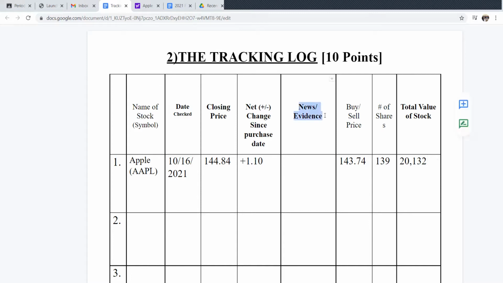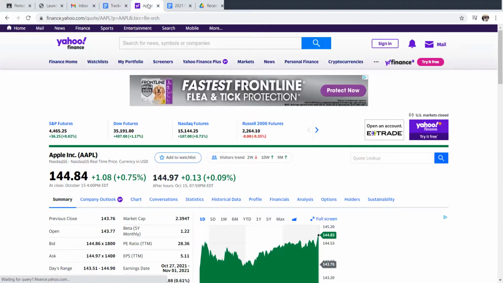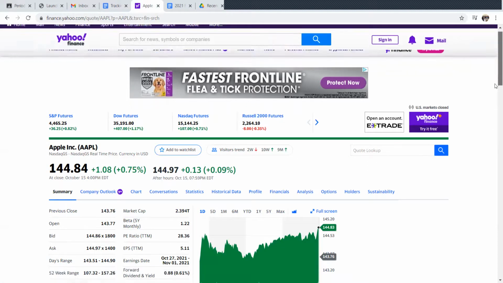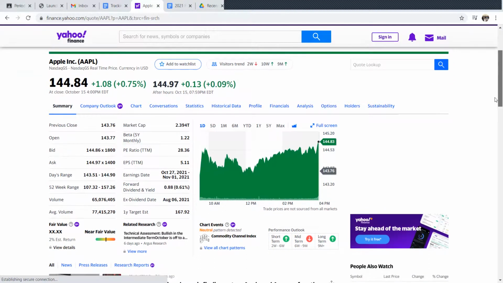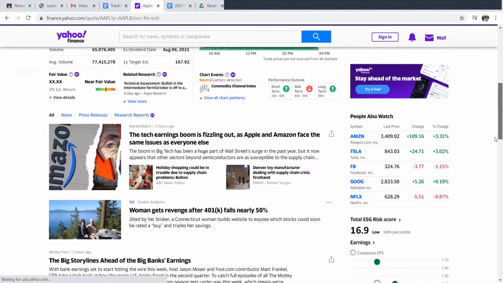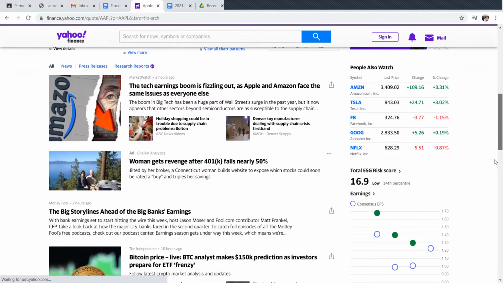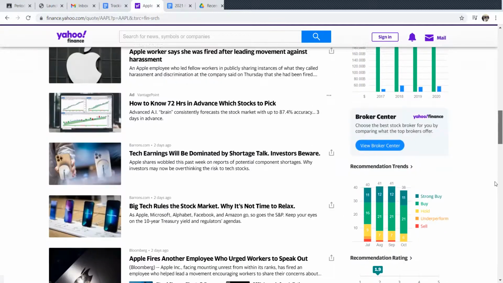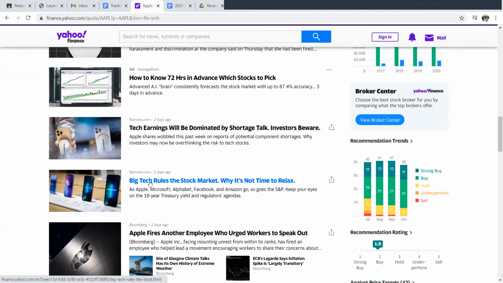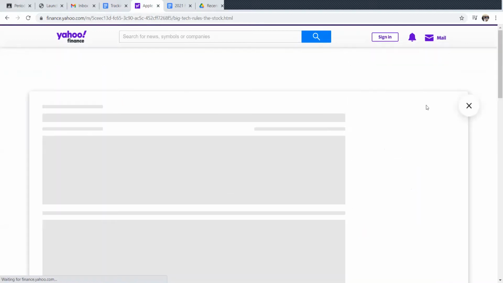This news and evidence column, where am I going to gather that information? Well, right below all of Apple's important financial data are news stories. And we want to choose one that might be very significant from a reliable source. We don't want to click on this ad, The Motley Fool, MarketWatch. They're okay sources. I prefer something like Barron's or Reuters. And sure enough, this week in Barron's, there's a story about big tech ruling the stock market and how company earnings are going to be coming out.